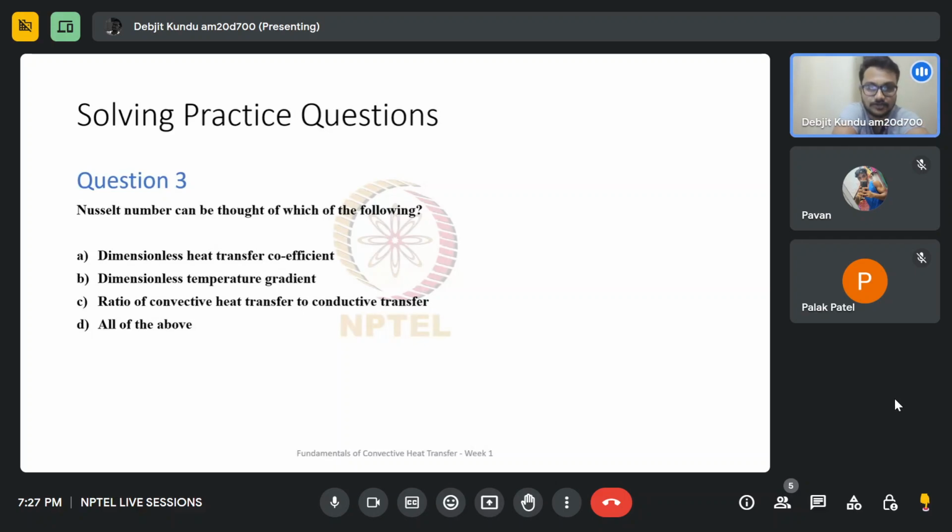So question number 3 of today's session is asking, the Nusselt number can be thought of as which of the following? Is it option A, dimensionless heat transfer coefficient? Option B, dimensionless temperature gradient? Option C, ratio of convective heat transfer to conductive heat transfer? Or option D, all of the above?